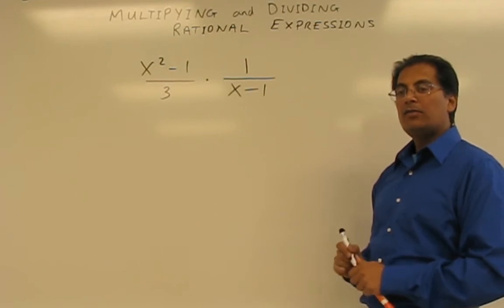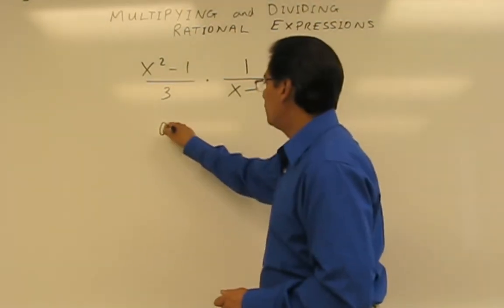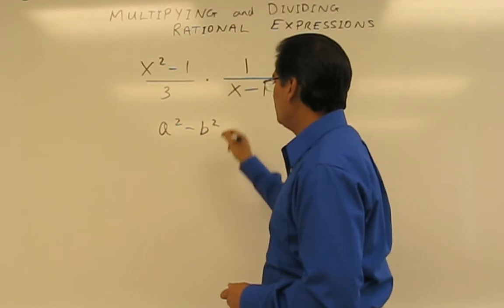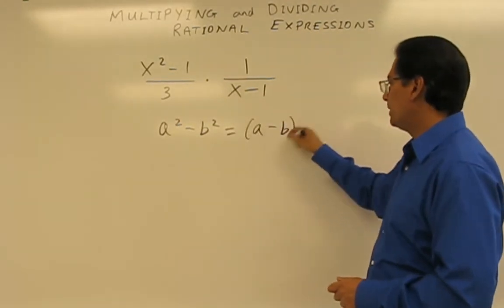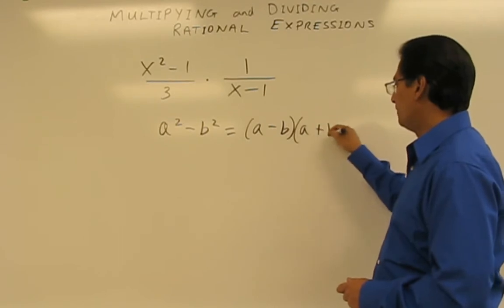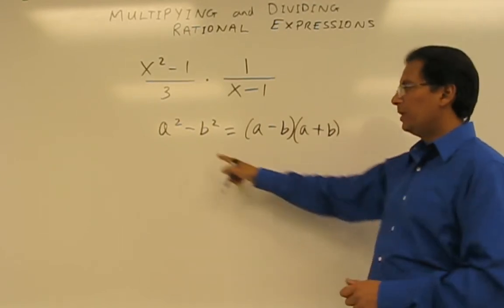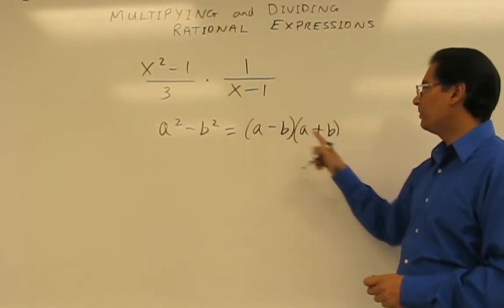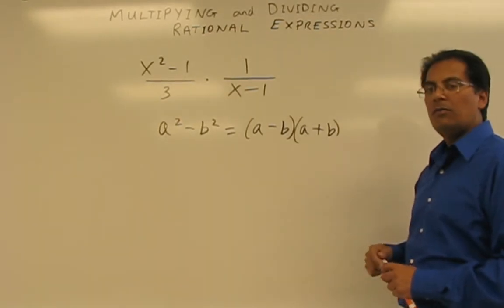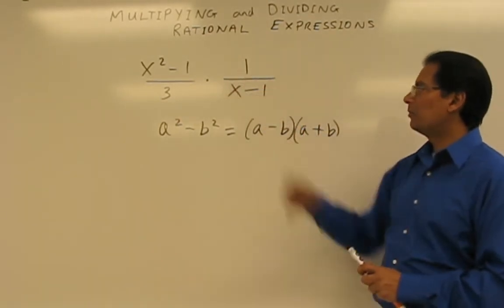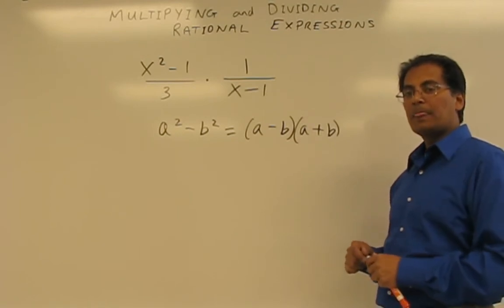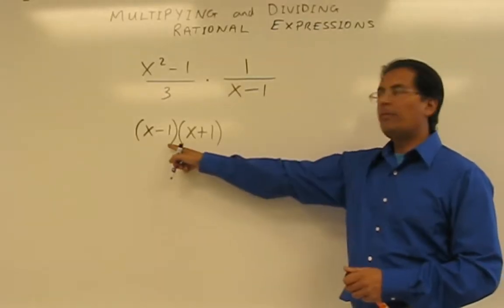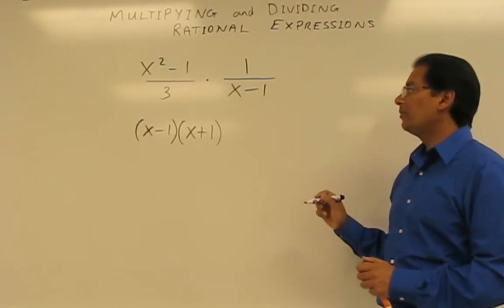And there's a property when you have a squared minus b squared, that can always be factored into a minus b times a plus b. So the difference of two squares can factor into the difference and the sum. So we want to apply this property to x squared minus 1. So what will x squared minus 1 factor into? It will factor into x minus 1 times x plus 1.